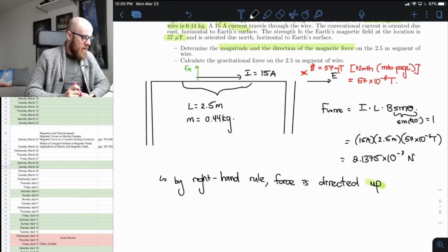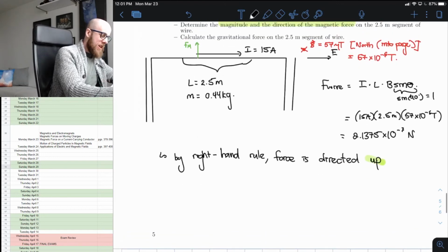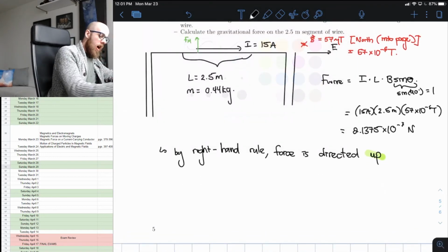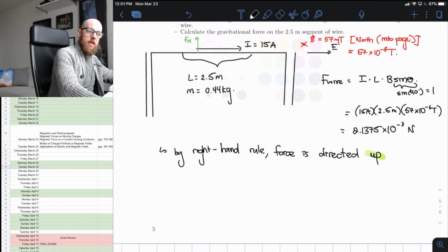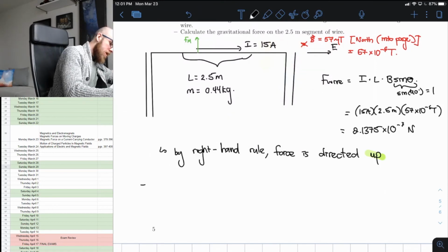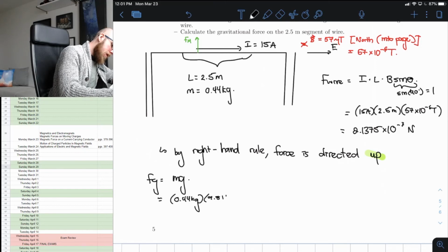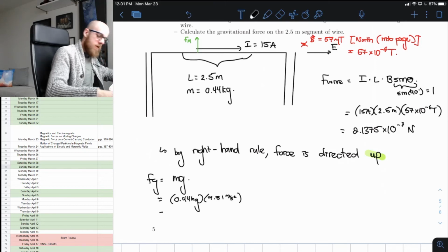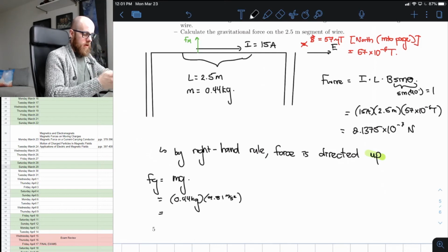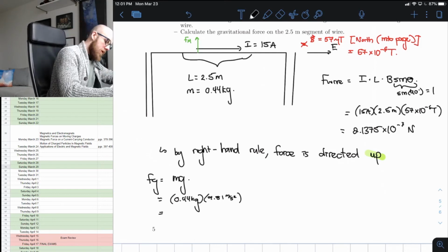Okay, let's quickly calculate this gravitational force on the segment of wire. Fg equals mg. The mass is 0.44 kilograms, and the gravitational field strength is 9.81 meters per second squared. So, 4.3164, which is approximately 4.32 newtons.